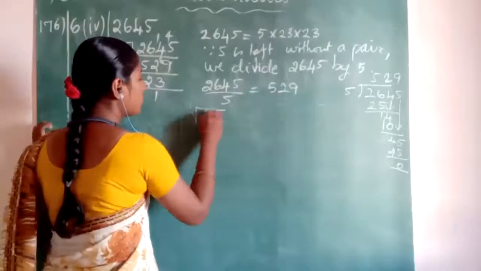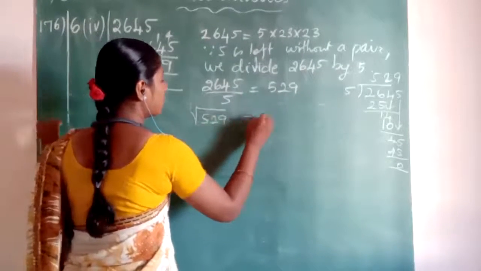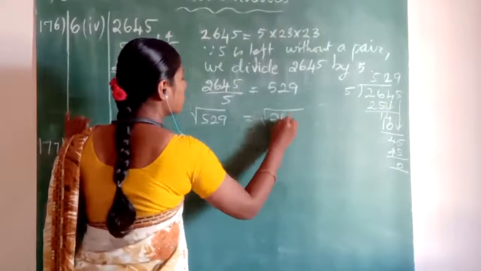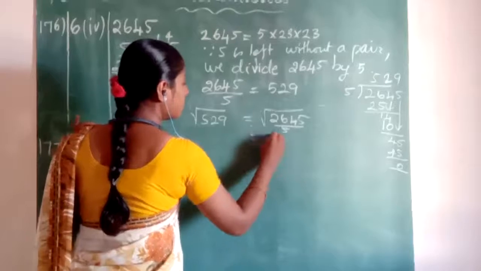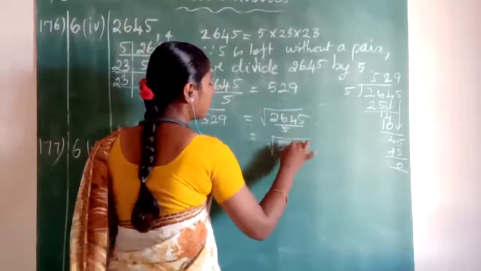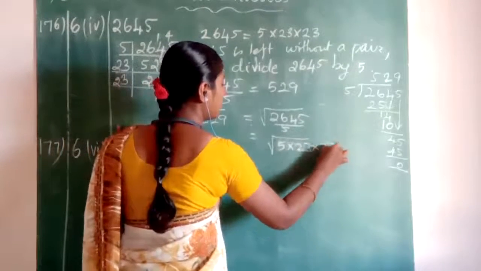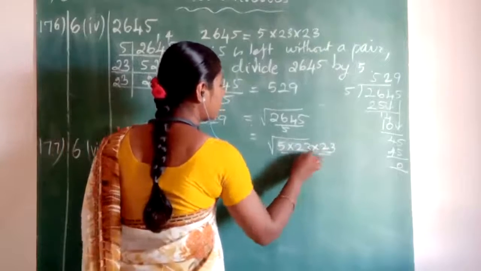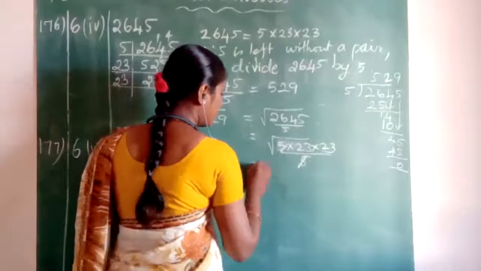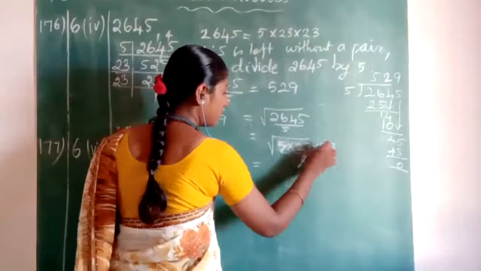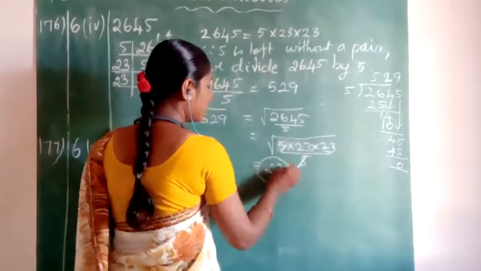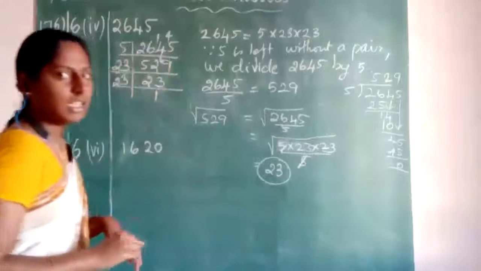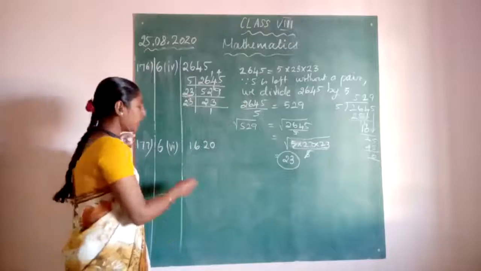Now the square root of 529 is equal to the square root of 2645 divided by 5, and that is root of 5 into 23 into 23 divided by 5. Okay, so 5 and 5 will get cancelled. It is equal to, 23s are there inside the square root, so you will get only one 23 outside. So 23 is the square root of 529. Okay, next we have 1620.